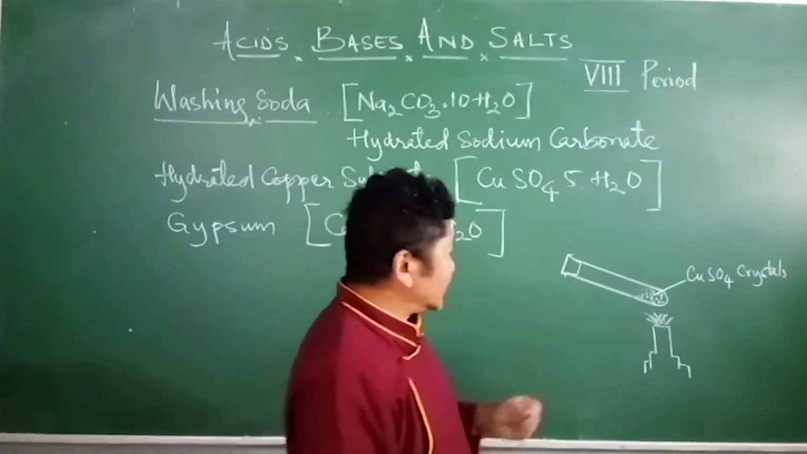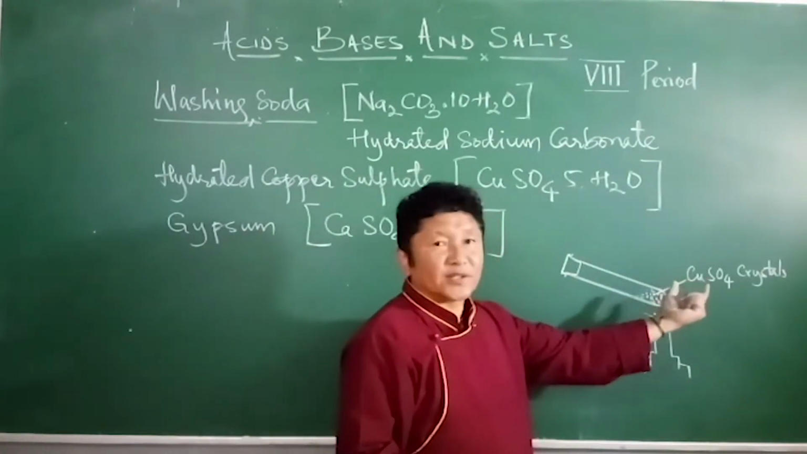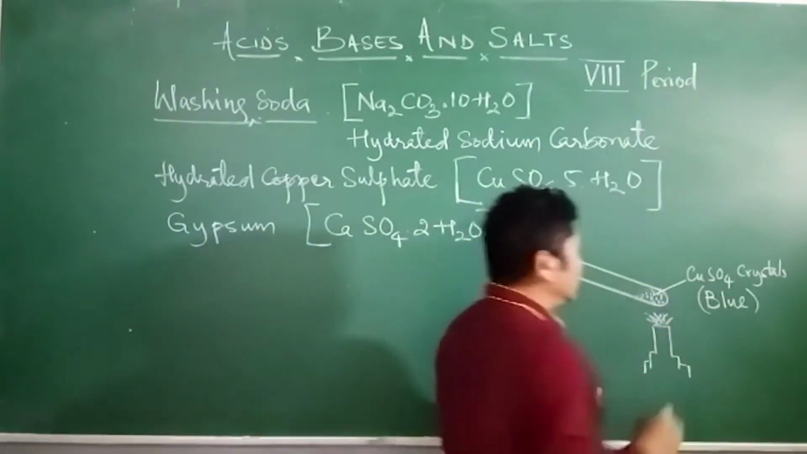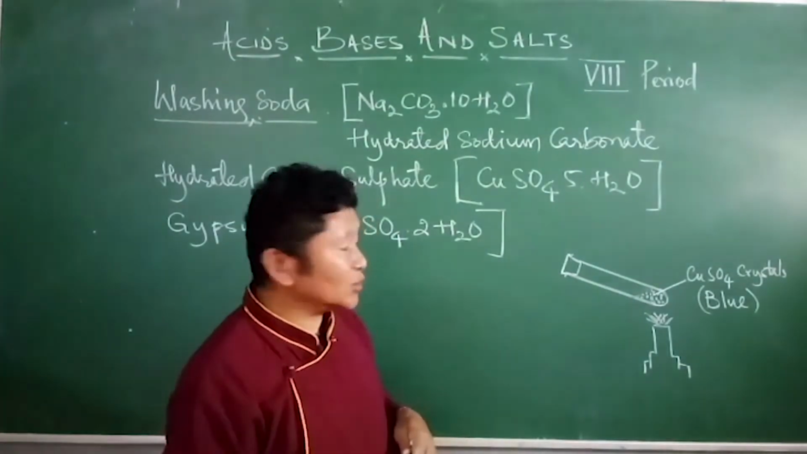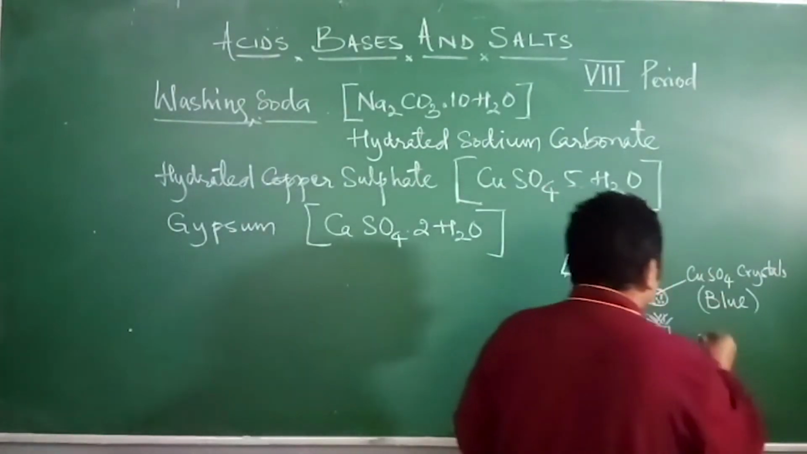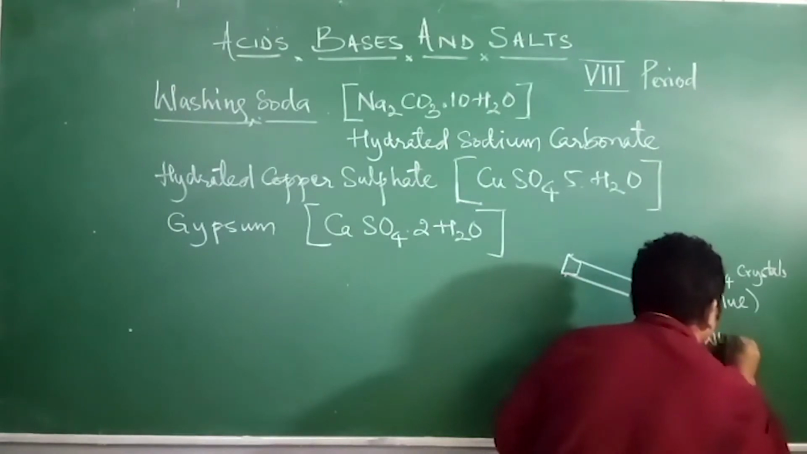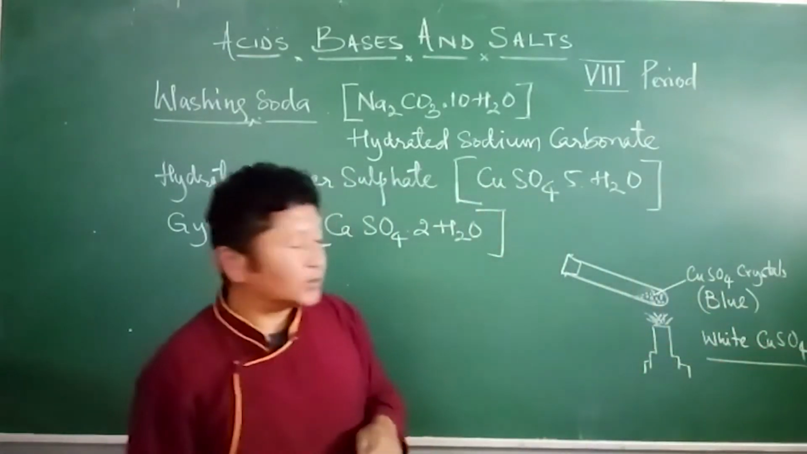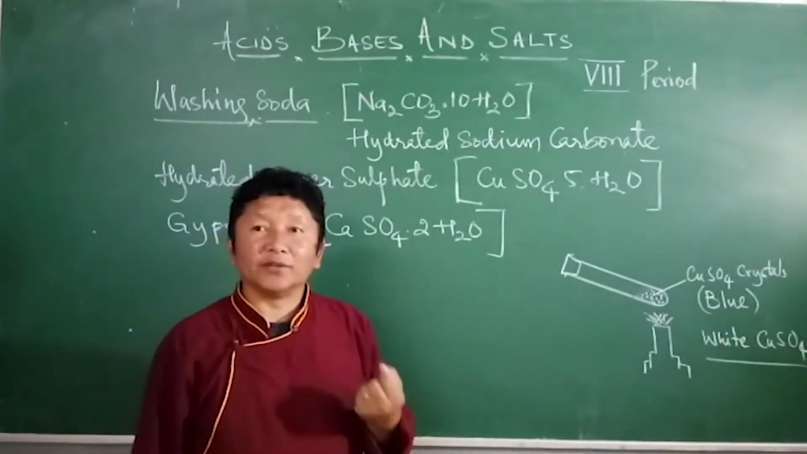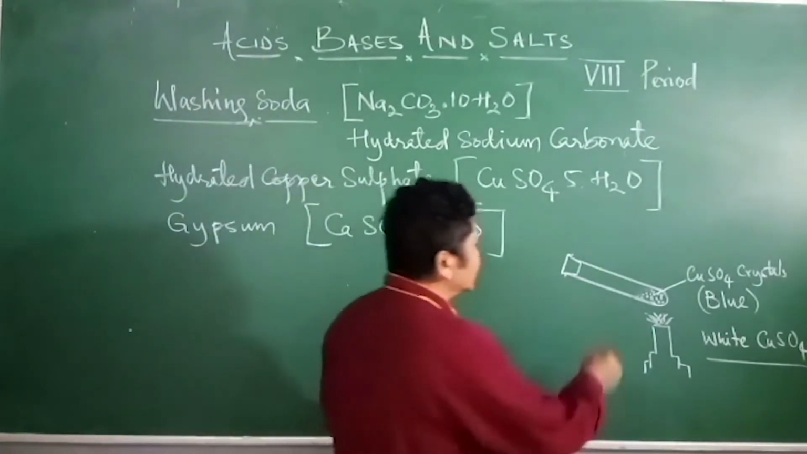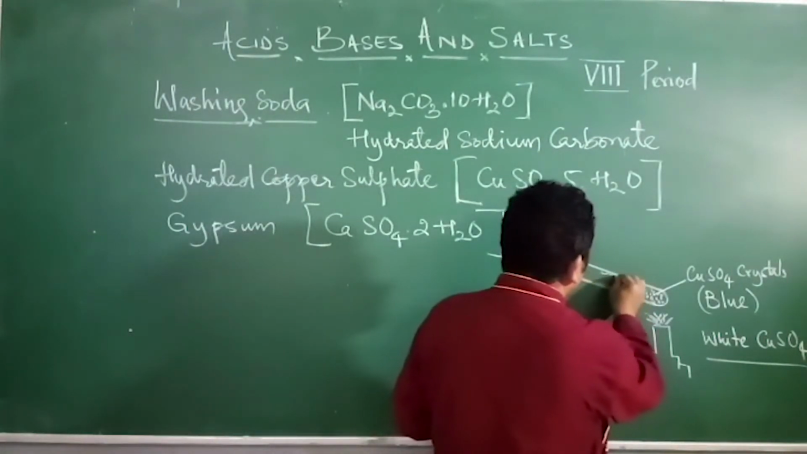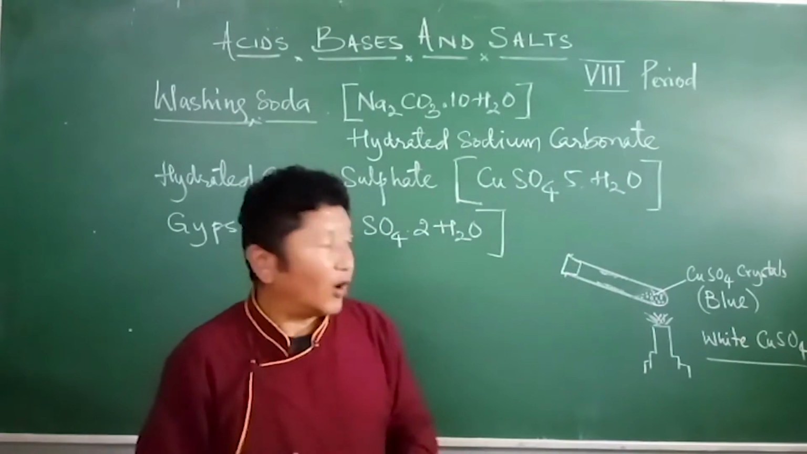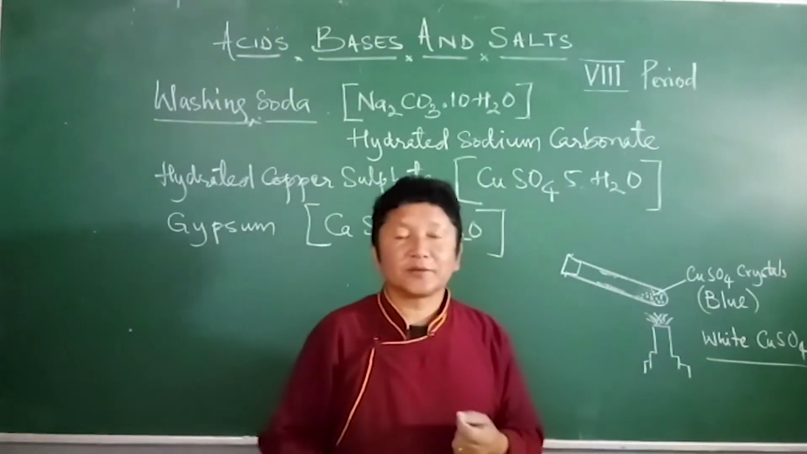these copper sulfate crystals, which are blue in color, will slowly turn to white copper sulfate, a white powder. And you will see water over there. This water has come from these copper sulfate crystals.